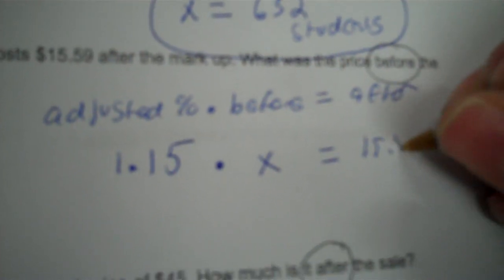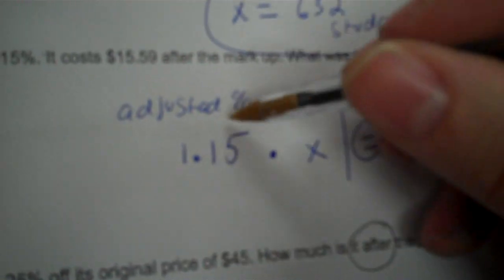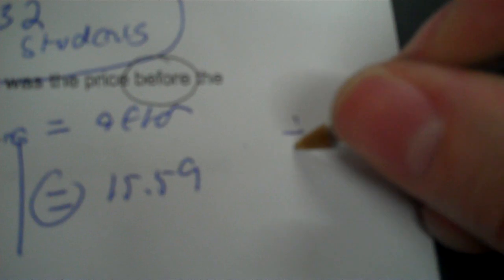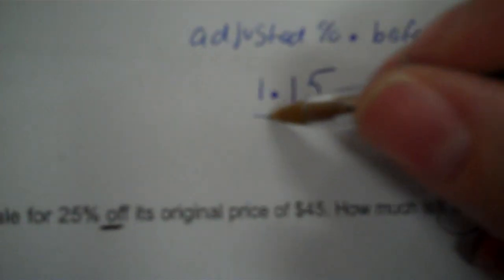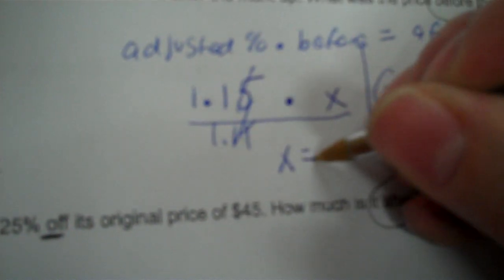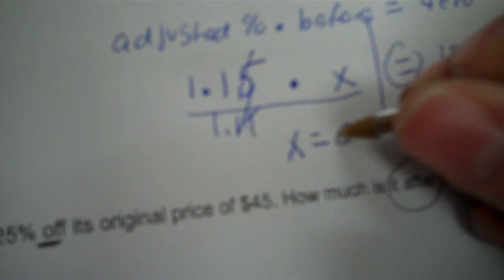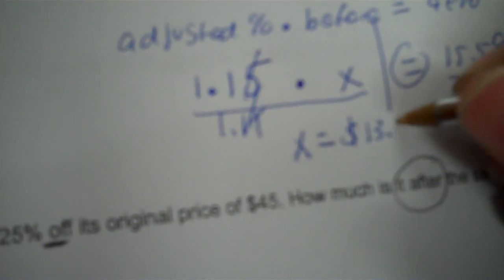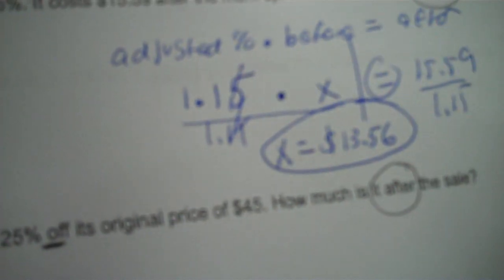Okay. And then after, $15.59. So we have to get the X by itself. Okay. So I get rid of the times 1.15 by dividing by 1.15. So X equals. Now, since it's a money problem, we want 2 digits after the decimal, so $13.55, but then when there's a 6, it goes to $13.56, okay? So the label's money, so anytime the label's money, we want to round to 2 decimal places instead of a whole number.